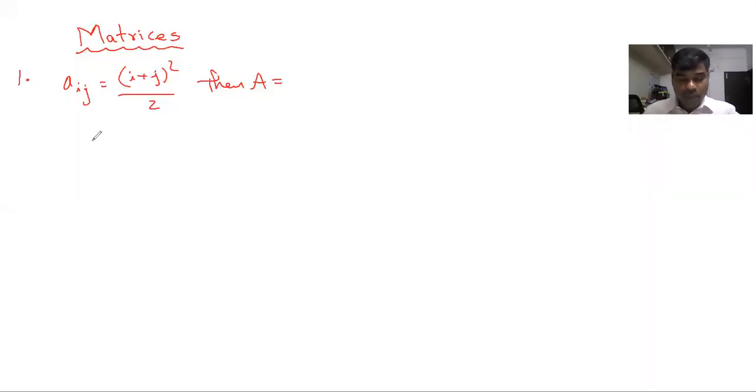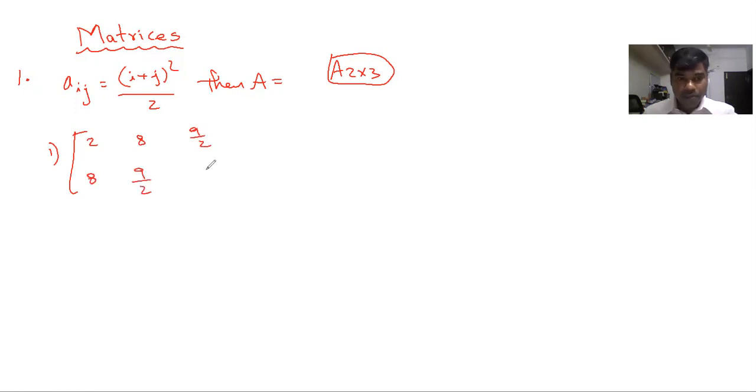So they are given Aij, and it is a 2 by 3 matrix. A is a 2 by 3 matrix. If it is in the board exam, you just write a 2 by 3 matrix and construct all the elements. But in objective, what we need to do is reduce the calculation. I need to write the options for you to understand this logic.